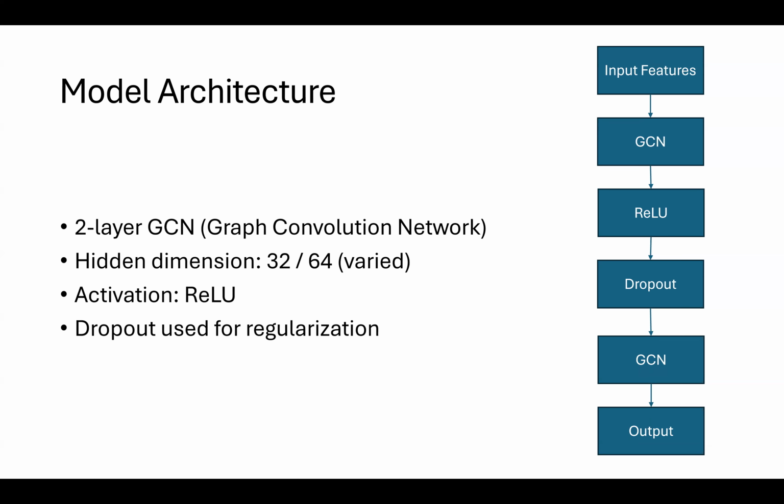The hidden dimension was varied between 32 and 64 to test model capacity. I used ReLU as the activation function to introduce non-linearity, and dropout was added to reduce overfitting and improve generalization. And overall, this is a simple architecture, but it effectively captures both node features and graph structure.